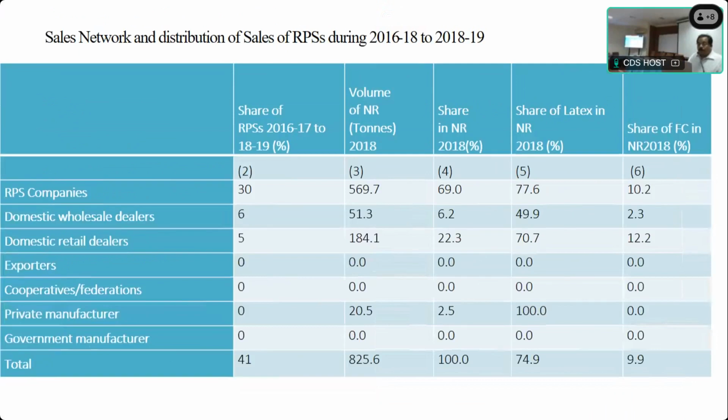Once the RPS buys rubber from the sellers, where do they sell it? About 70% goes back to rubber producer societies, companies, RPS companies which I was talking about, and the remaining mostly goes to either domestic dealers or private manufacturers.